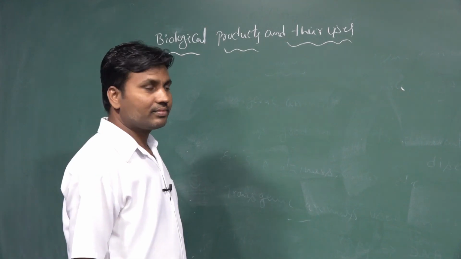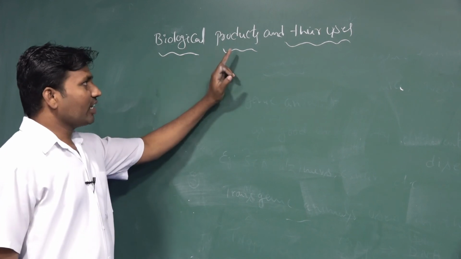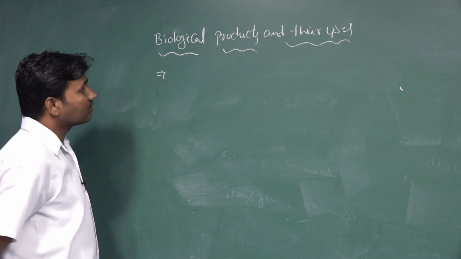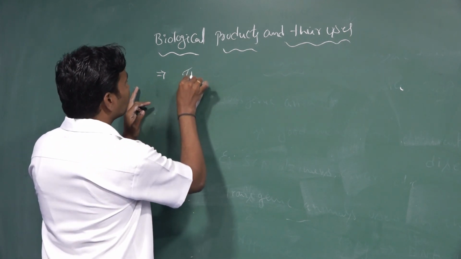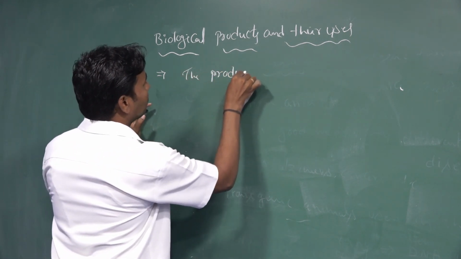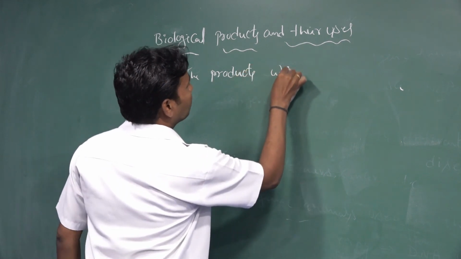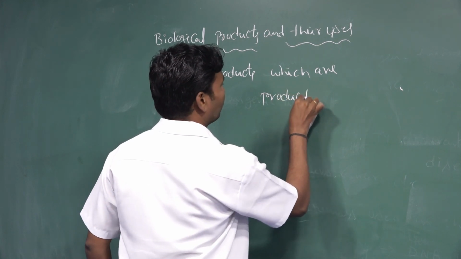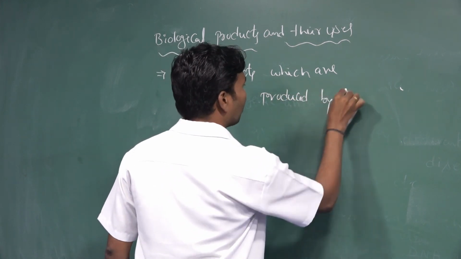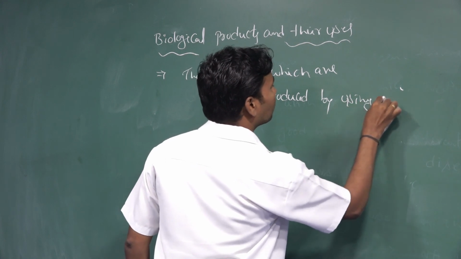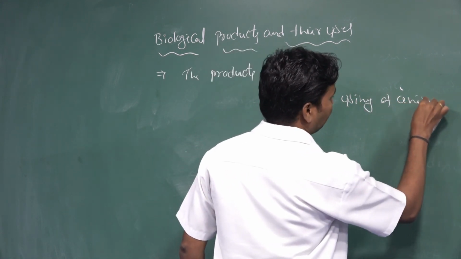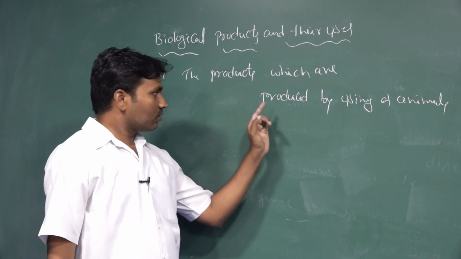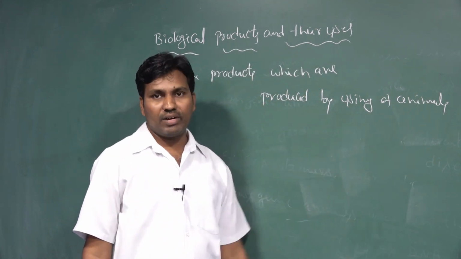So next one is biological products and their uses. What is meant by biological products? The products which are produced by using animals or cells. So the products which are produced by using animals here.